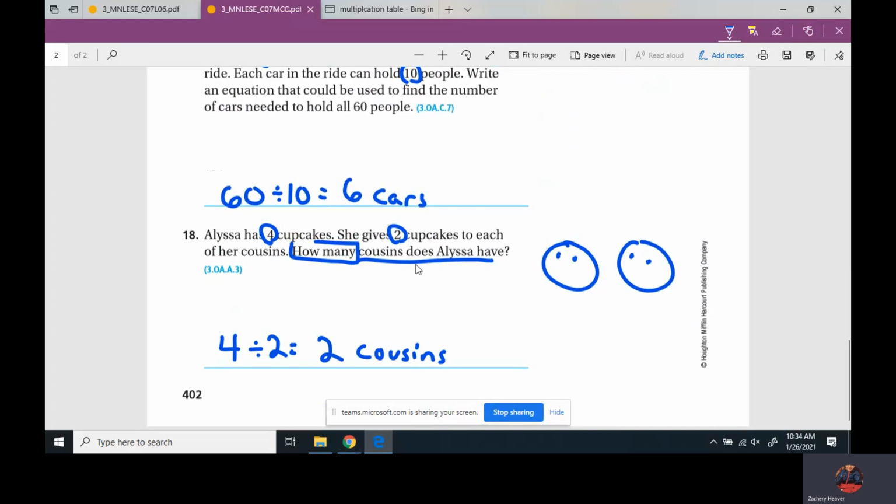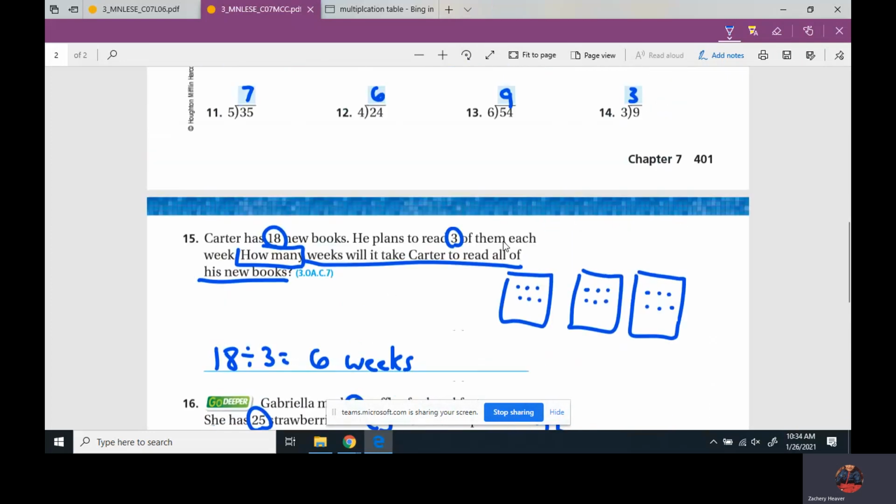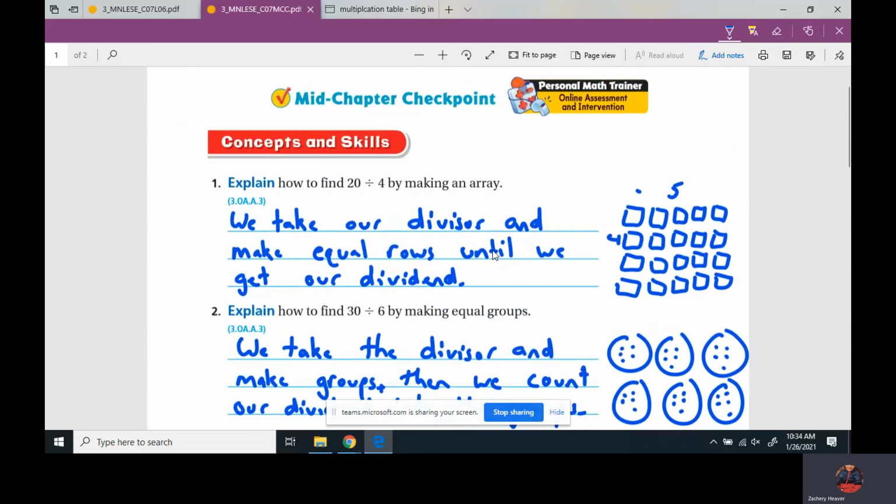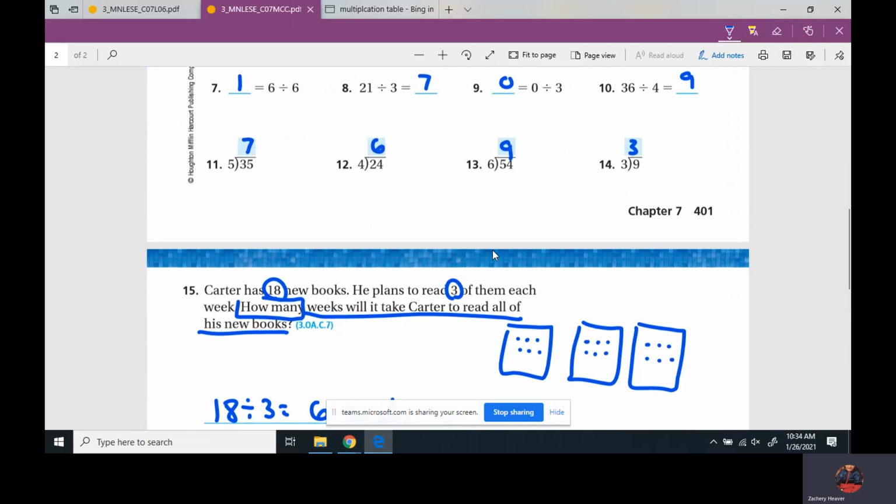All right. This was a pretty easy mid-chapter. Hopefully you guys got most of it right. If you have trouble with any of them, please circle it so we can go back and look and see what you guys might be having trouble with.